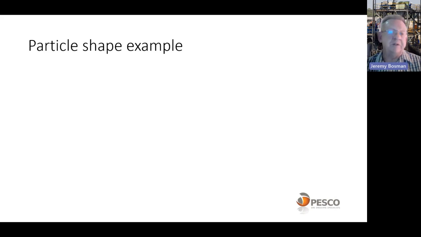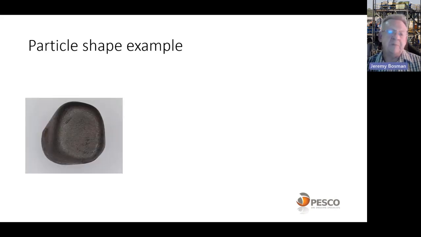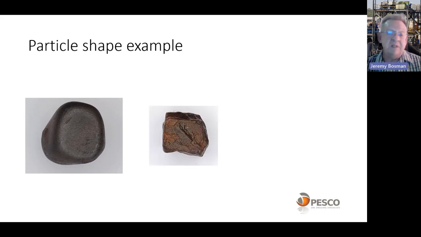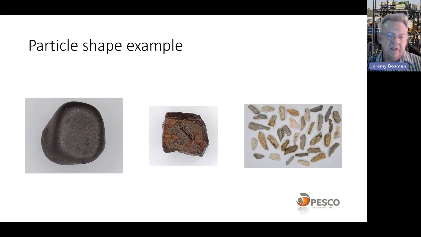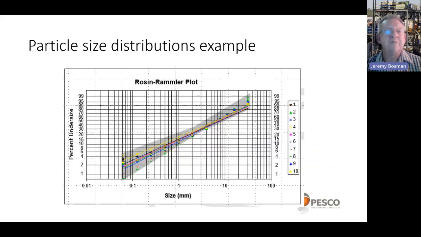Look at an example of particle shape. Our perception is often nice round particles, maybe cubical particles, but when your reality is elongated particles as shown there on the right, it has a major impact on your plant and the operation and the design.